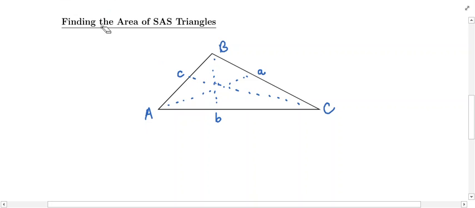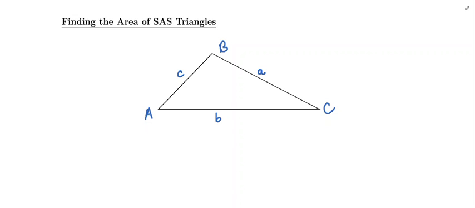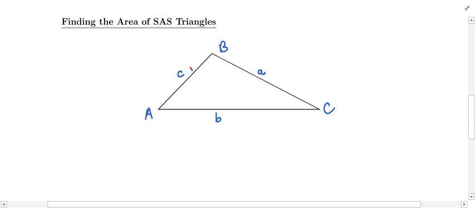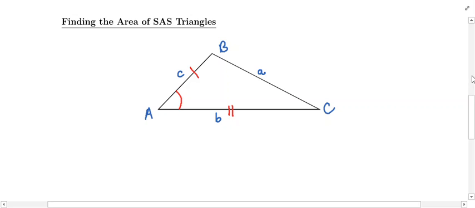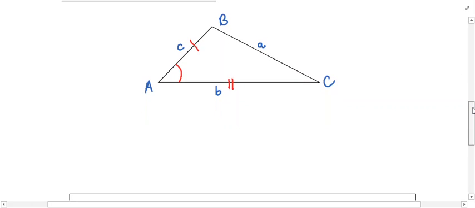So in a side-angle-side triangle, we are given a side and then the angle next to it and then the side next to that. Let me label this. Let's say we are given this side, this angle, and this side. So that's our SAS. Now we need to figure out, how would I compute the area of this triangle? And this is all the information we have to go on.